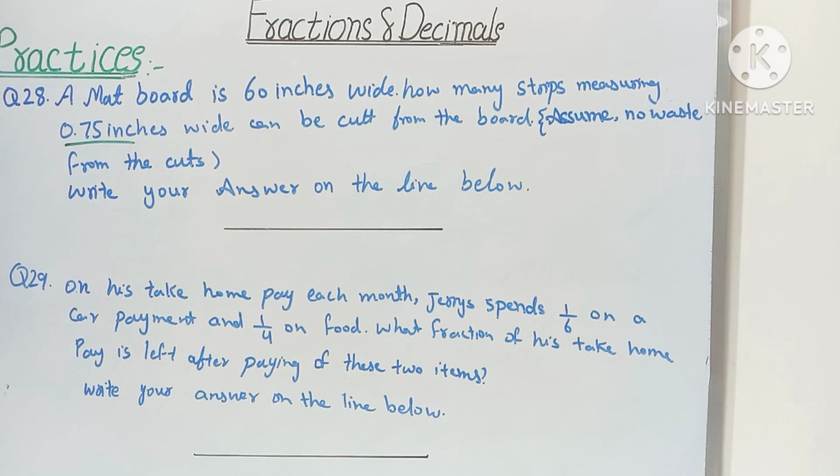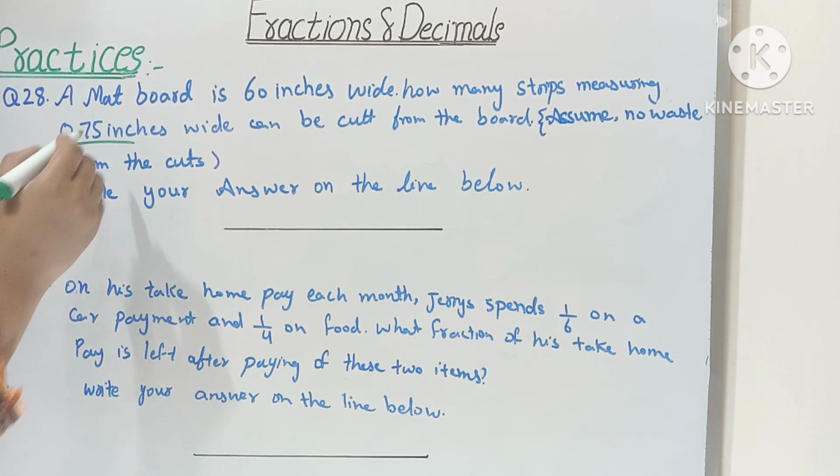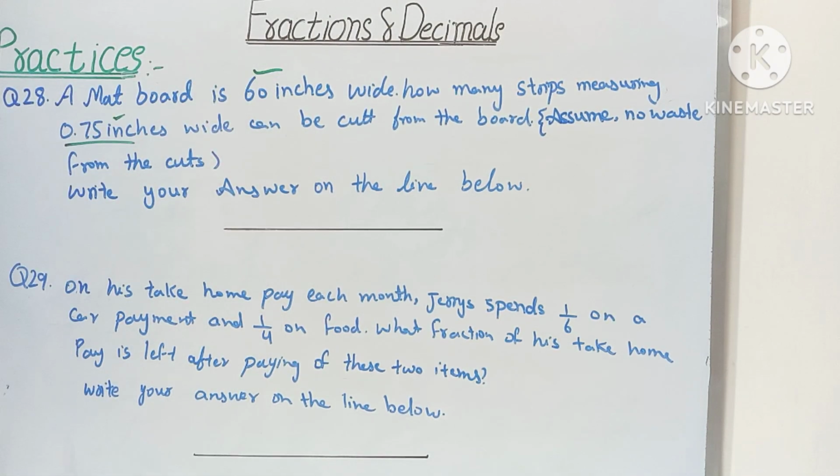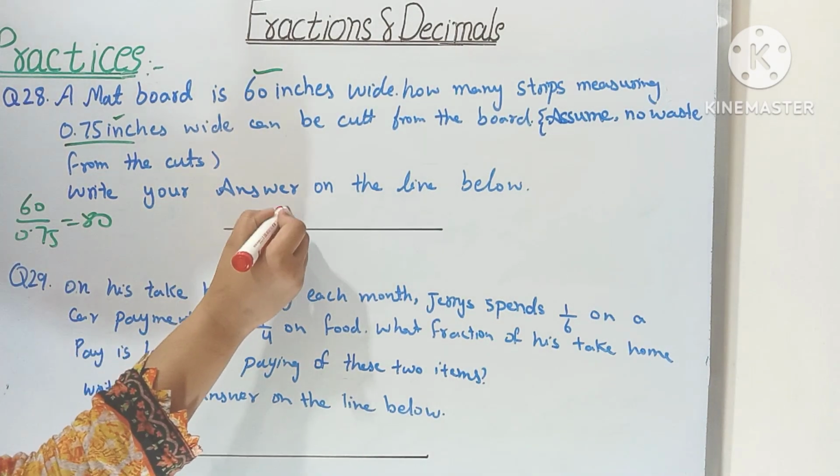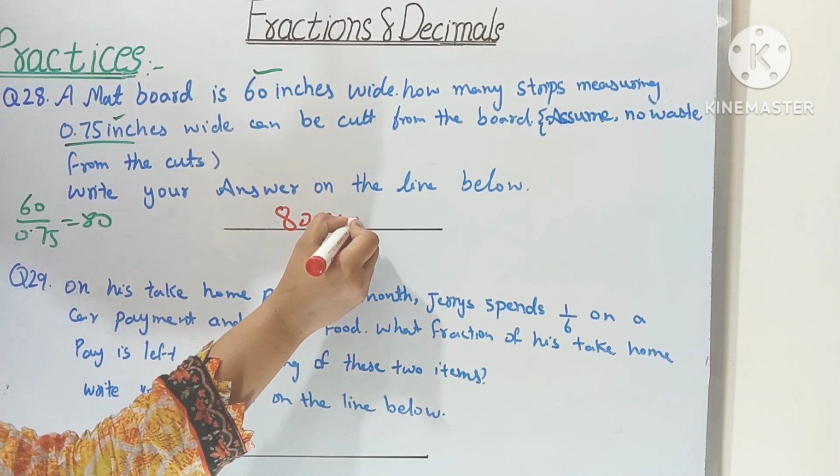To find how many 0.75 inch strips can be cut from 60 inches, step by step, divide the total width by the strip width. Total width is 60 inches divided by 0.75, which is the strip width. When I divide, my answer is 80. Now, 80 strips.